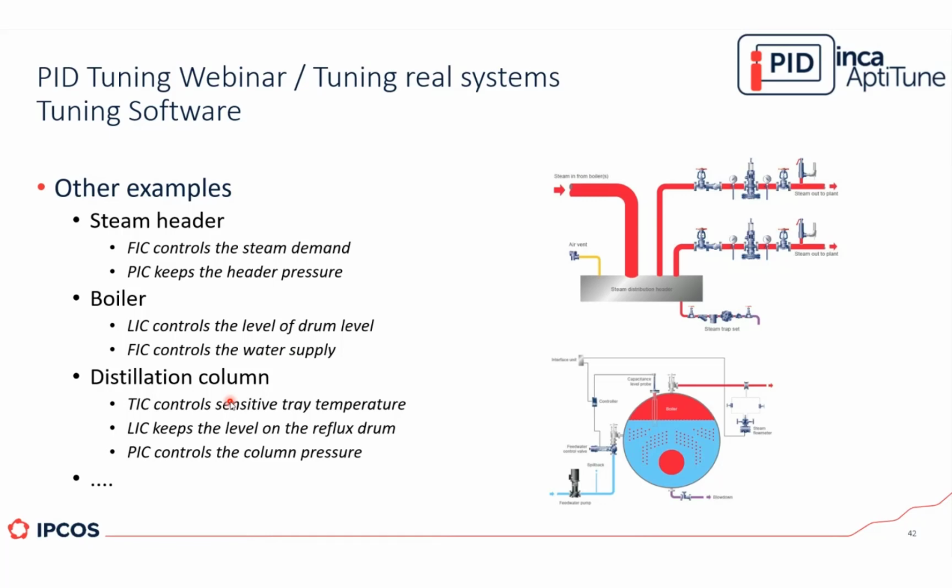And the idea here is that we can do it for each of these systems. We can find all the tuning for all loops at the same time, right? And we do that with fewer iterations, with a less costly and safer process, right? And in the end, we find a better control for all our loops and especially the key variables that we want to control.